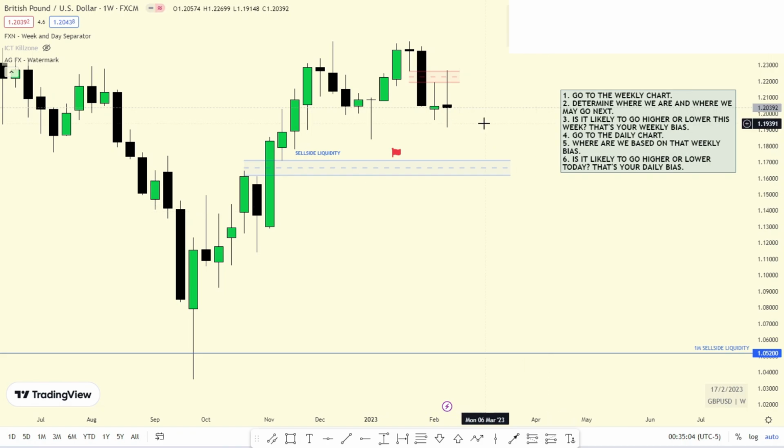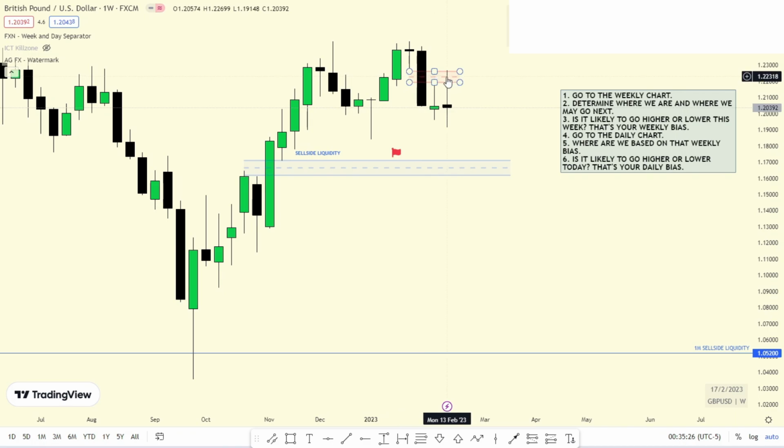What you want to do in the weekly chart is simple. You want to determine, for example, if you're in this week, where are we and where are we likely to go next. So for example, in this week, we saw the market come off these highs. It ran away from those highs. It left an imbalance right here. So I've outlined this imbalance.